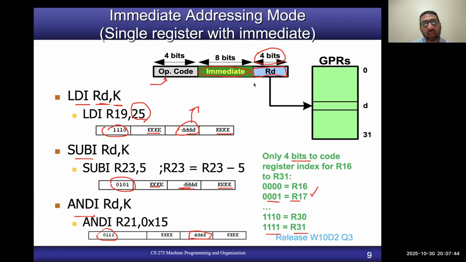So for the first question, select instructions that use immediate addressing mode. There is only one instruction that uses the immediate addressing mode, and that is add immediate R18, comma 10, right? And for the second question, select instructions that use single register addressing mode. There are three instructions which use single register addressing mode, and those instructions are increment R17, negate R18, and decrement R19.